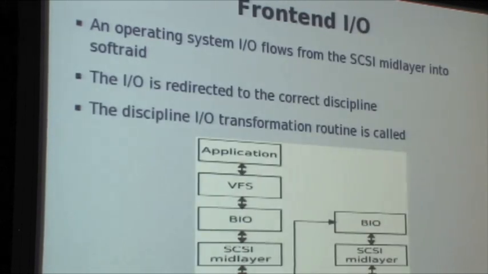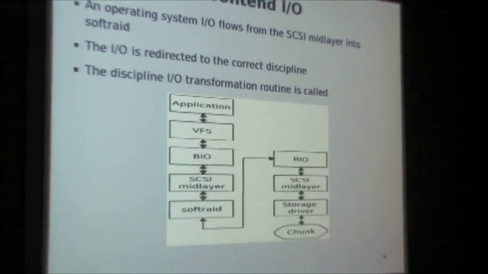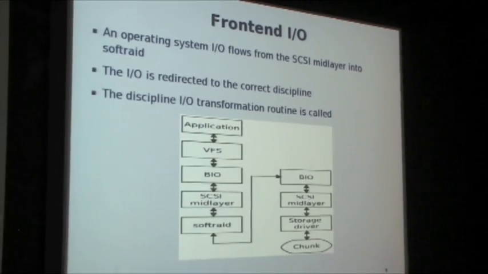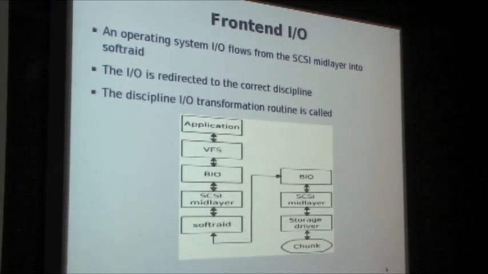All right, let's follow a front-end I/O. So this little chart at the bottom is mostly accurate. I simplified it quite a bit, but it should just give you an idea on how an I/O, the front-end I/O as I call it, so an I/O from the operating system, flows through the kernel. So as it flows down, you have an application writing to some sort of file system, goes through the block I/O layer, hits the SCSI mid layer, and then Softraid sits there pretending to be an actual HBA.